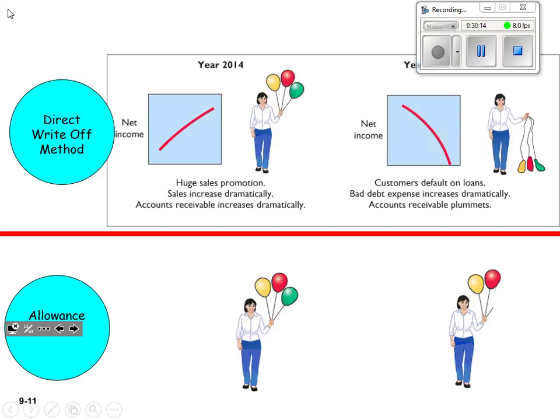Versus if in one year we made sales and there's 3 balloons, but we just had to deflate one, it's gone, but we could reinflate it if we had to. So as far as how these two methods impact the bottom line or net income, with the direct write-off one year is really good, the next year is really bad. But with the allowance, one year is really good, the next year is just not quite as good. But we could reinflate it if we had to.